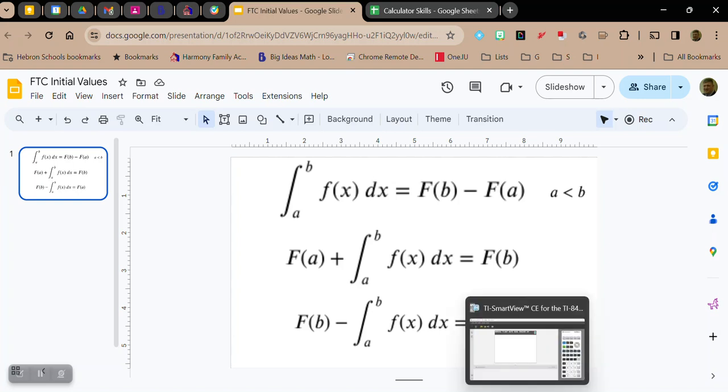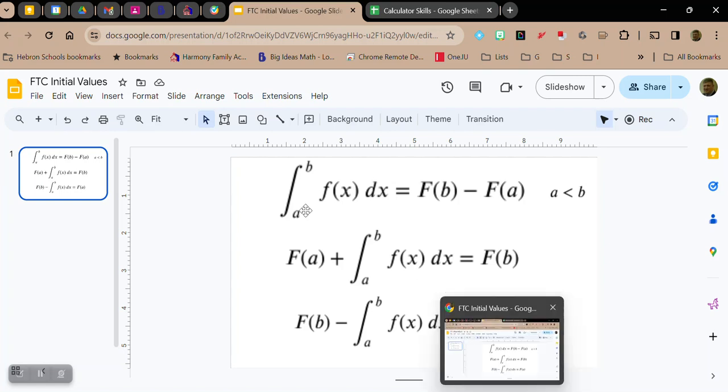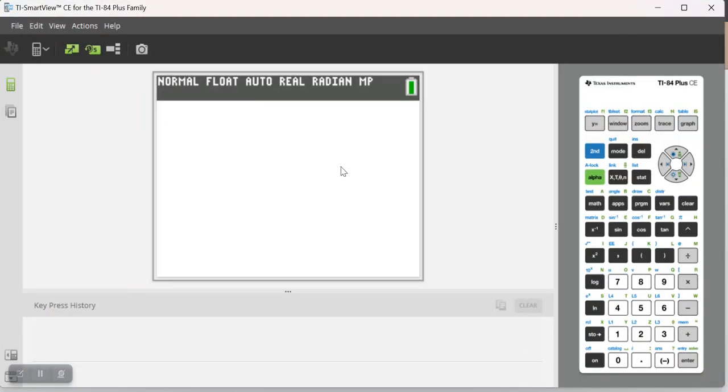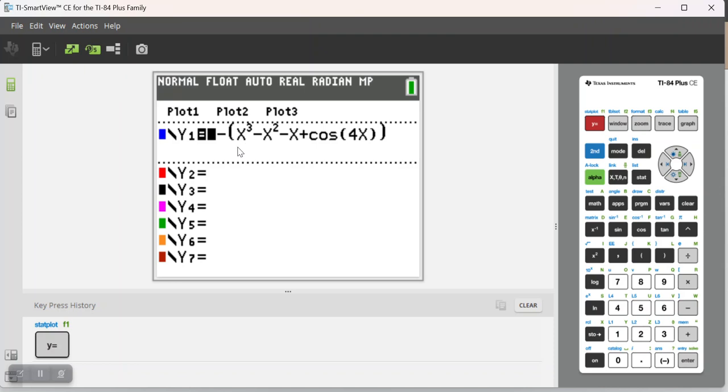Right, so you could see both of those on the free response questions on the AP exam. Just make sure that you understand it's two slightly different formulas, but they all come from the statement of the fundamental theorem of calculus. All right, so I have this function stored in y1. It's a nasty function. Not going to want to do that by hand, although for this one, you probably could do it by hand. There's nothing terrible about this.